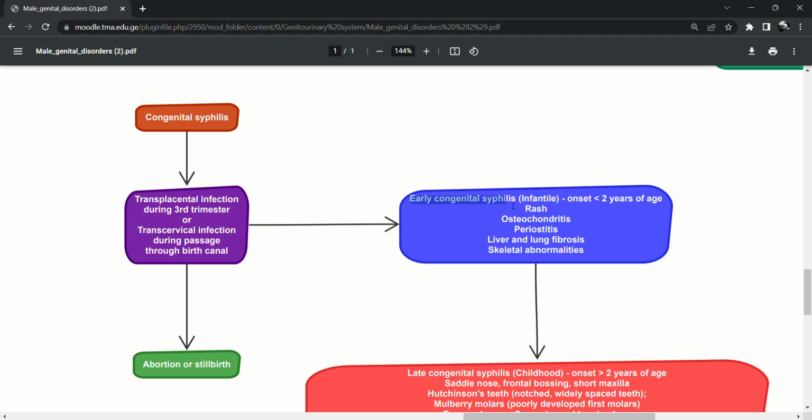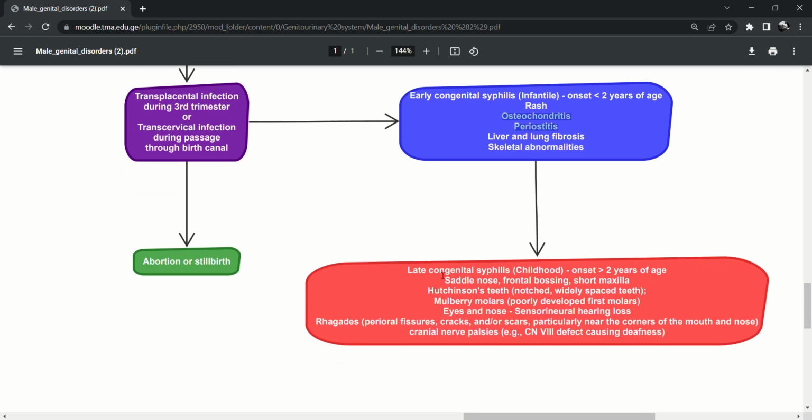First, early congenital syphilis, which is also known as infantile congenital syphilis. This is with onset under 2 years of age. So we have rash, osteochondritis, periosteitis, liver and lung fibrosis, and skeletal abnormalities under the age of 2, known as infantile.